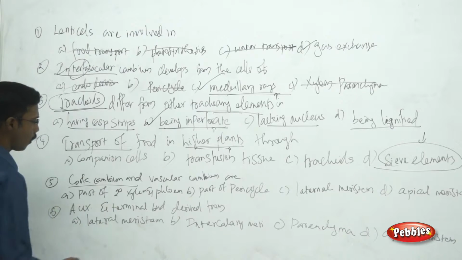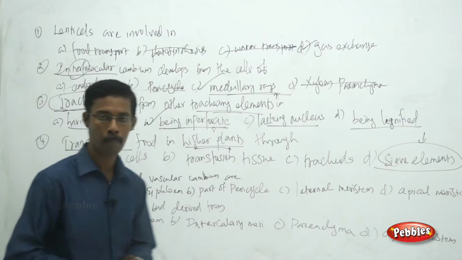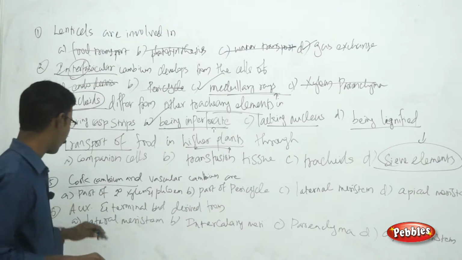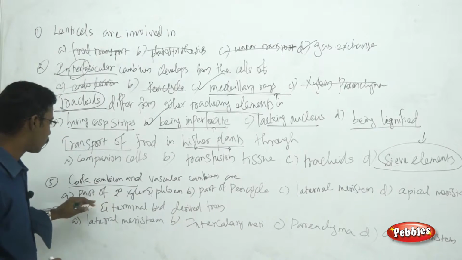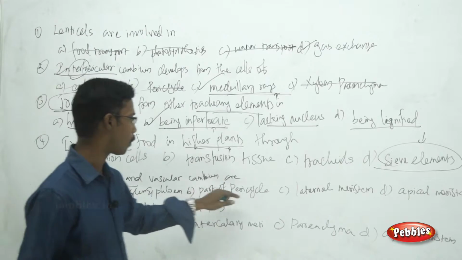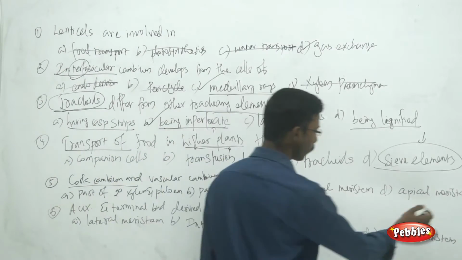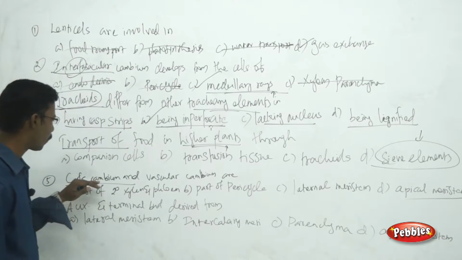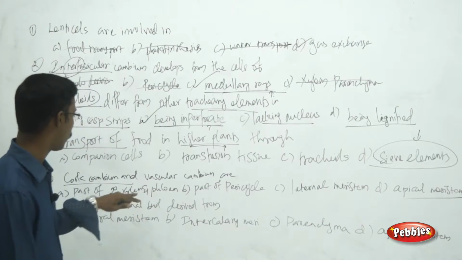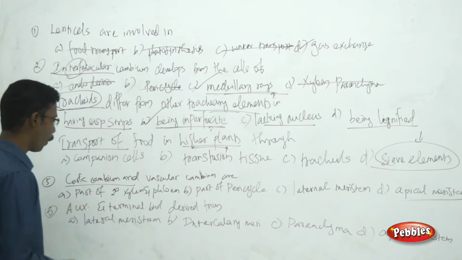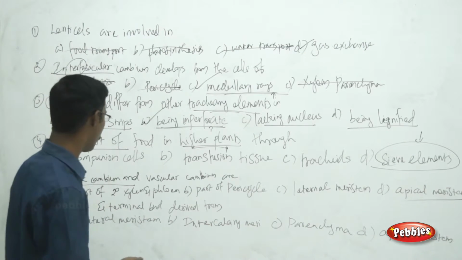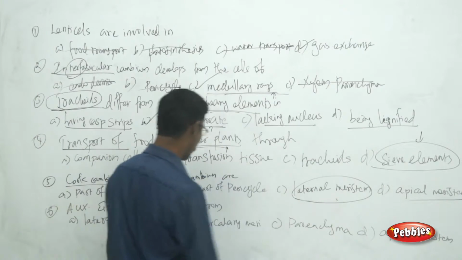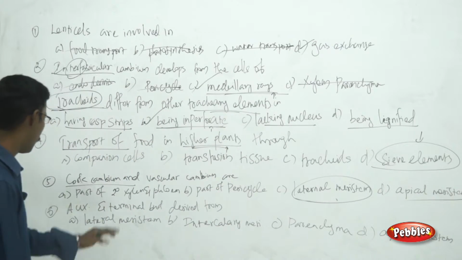And see the next question, the cork cambium and vascular cambium are, okay, this question is talking about the secondary growth. And see the choices: part of the secondary xylem and phloem, part of pericycle, lateral meristem and apical meristem. As we all know, they are going to participate in the formation of secondary xylem and phloem, but they are not being part of them. Cork cambium and vascular cambium are lateral meristems. That is why you have to answer this type of question.